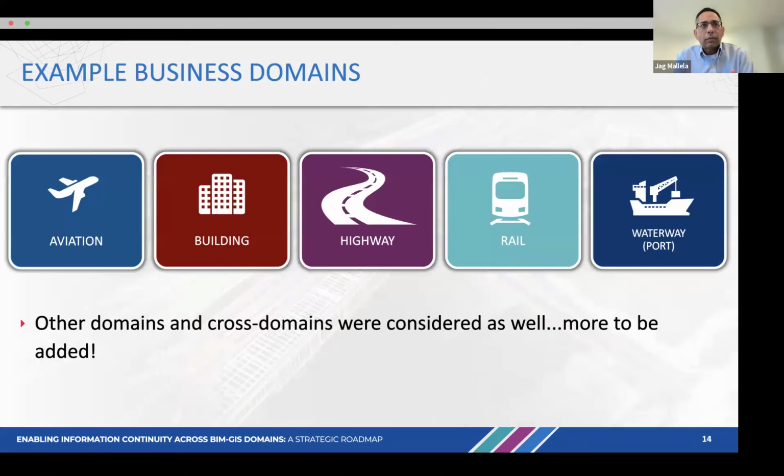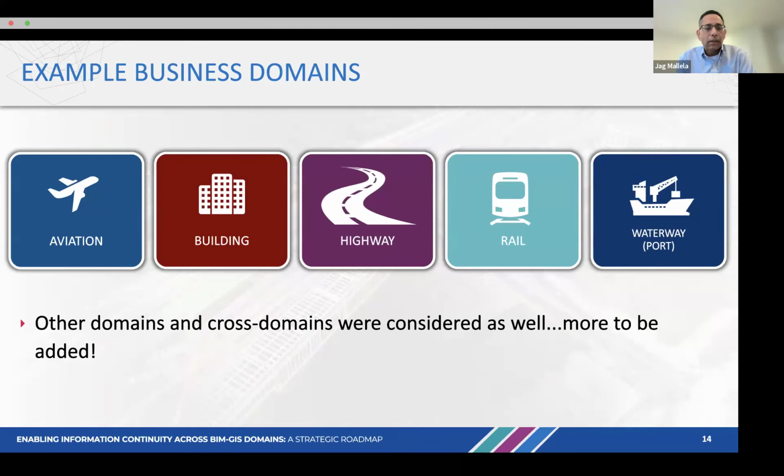So considering that this roadmap is based on user-driven and user-centric use cases in different business domains, one of the things we did was ask, what are those essential use cases, as samples, that we need to solve? We looked at creating use cases by business domain. You'll see some of those domains here: aviation, buildings, highways, rails, waterways. Certainly, we considered other domains, and there are more to be added. This roadmap is a living document. More domains come in, like environmental uses, smart districts, smart cities, which are cross-domain uses, and more can be added.